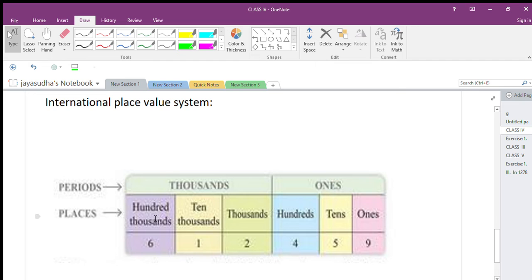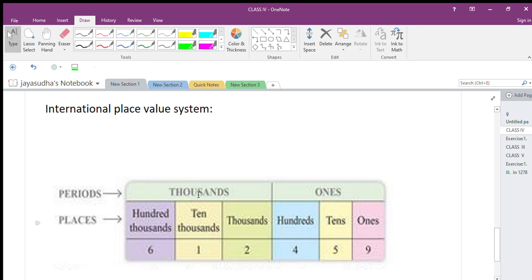Next, 100,000. In the Indian system after 10,000 you have a lakh period. But in the international system after 10,000 comes 100,000. These 3 places are in the thousands period. The thousands period has 3 place values, here in the Indian system only 2 place values. So thousands, 10,000s, 100,000s. Are you okay children?